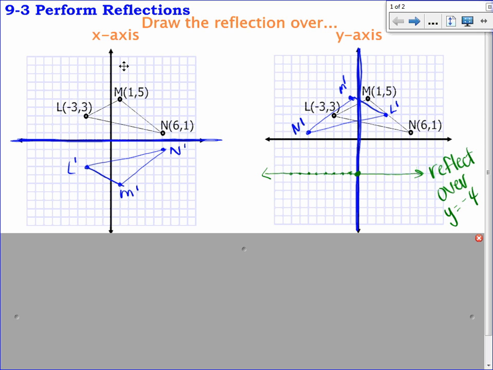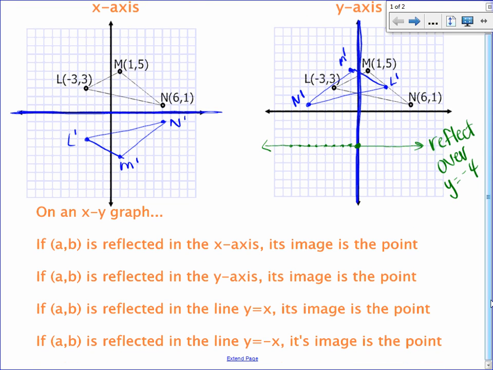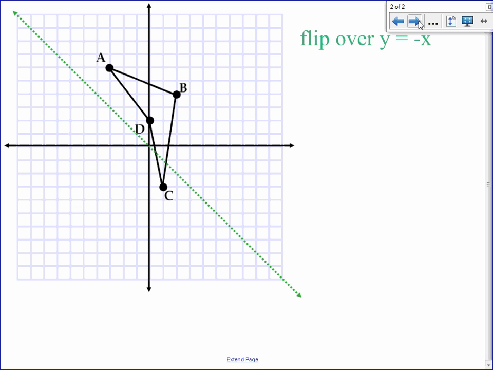Some kids like memorizing. I think it's confusing and it's just something extra to add to your brain. It always works, but completely unnecessary because we can just count when we reflect things over a line. So the only other example, it's either going to be the x-axis, the y-axis, a line located in a different direction like this, or the line y equals x and y equals -x. So we're going to go through one of those diagonal ones right here to finish out the notes.